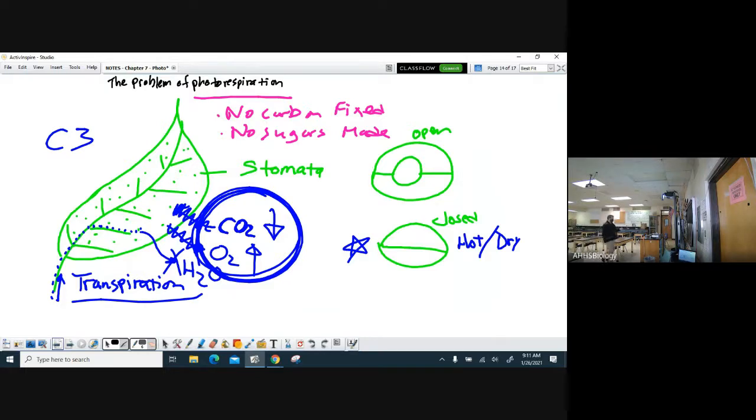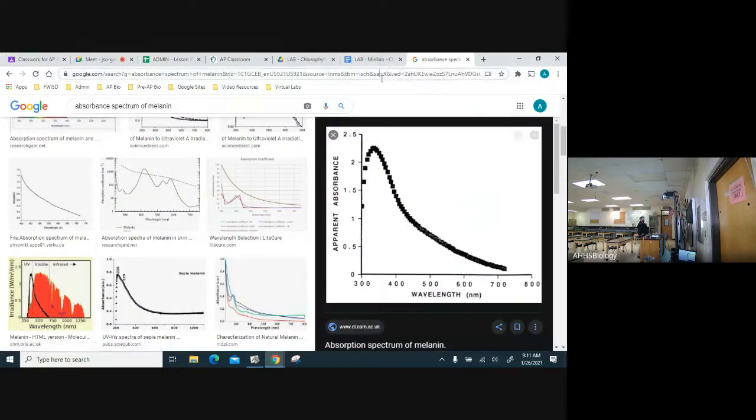Before I show you guys, while I let this dry, I want to show you the alternate pigment action spectrum.